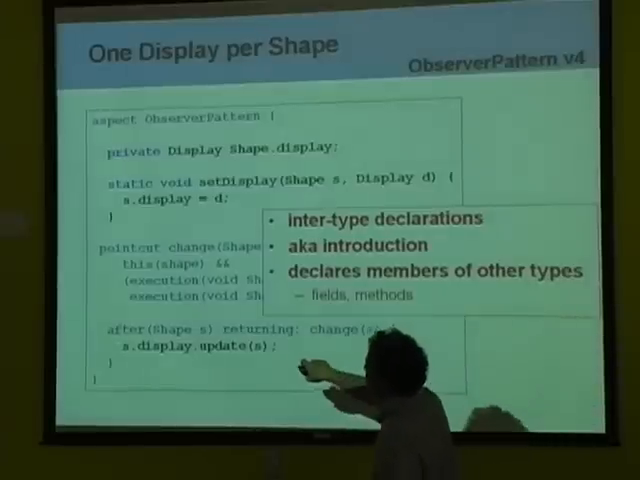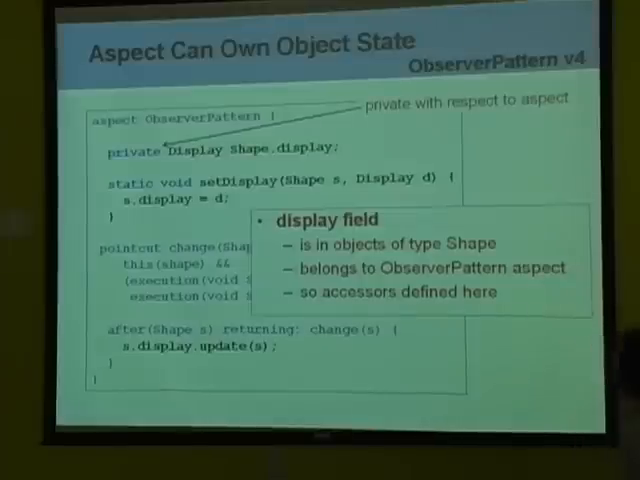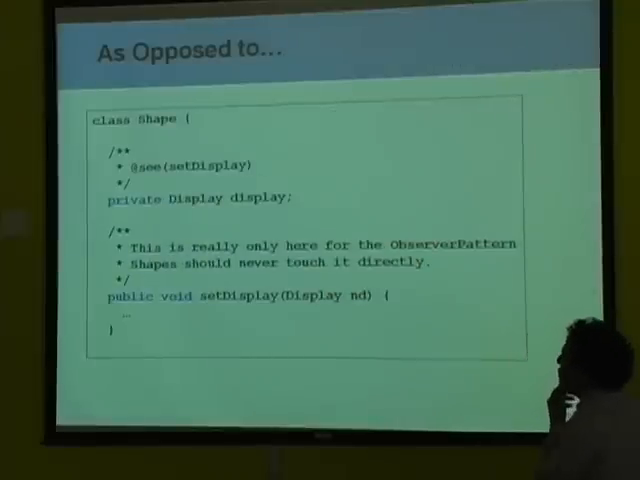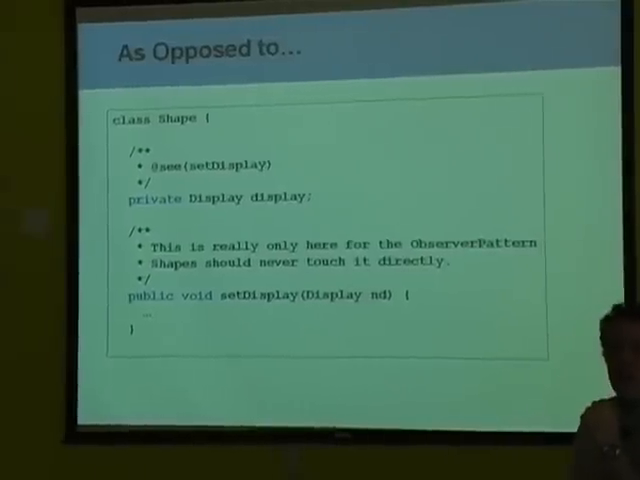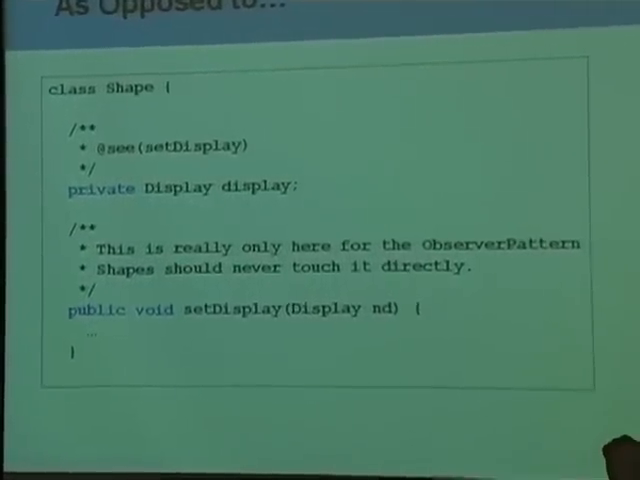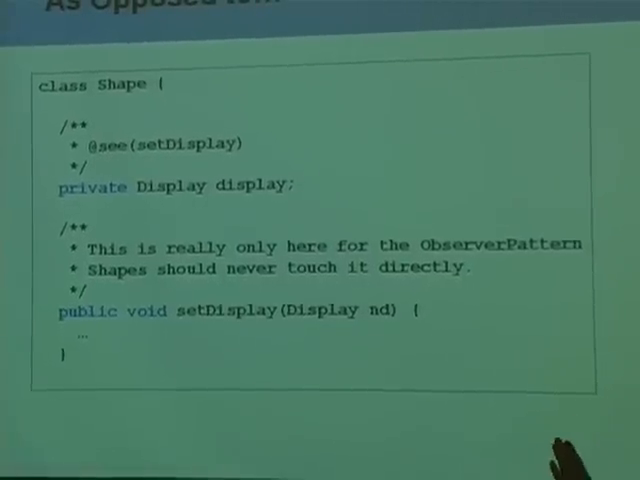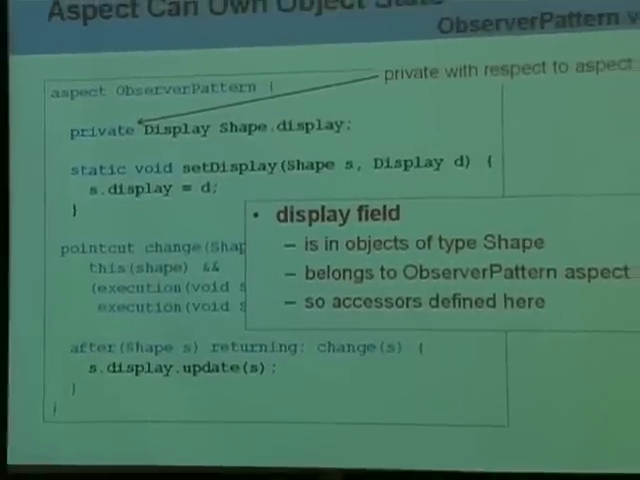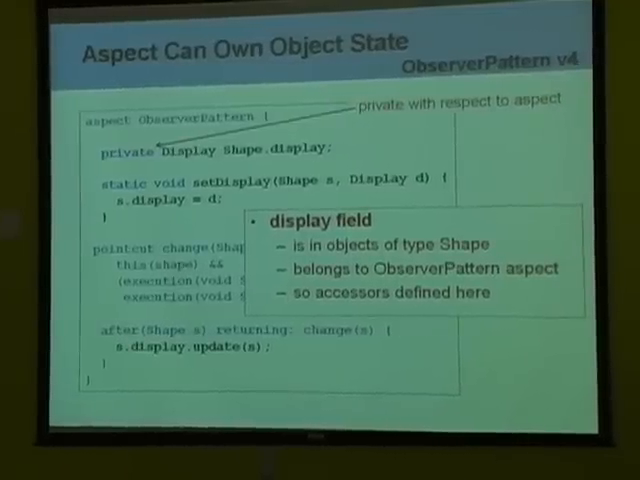And now down here, instead of doing a static display update, I update just the display in question. The interesting thing is notice this private here. This private is a funny thing. It says the field lives on Shape, but Shape doesn't see it. Only the observer pattern aspect sees it. It's a property of the shapes, but it's private to the observer pattern. This is a wonderful thing, actually. It replaces this piece of code that you're used to writing, which is when you go and stick a field in an object and a getter method and a setter method for it, and then there's a comment that says, actually, this is only here for the benefit of that guy over there. Right? This piece of code basically says that declaratively. It says, you know, there's a property of these objects that really belongs to the observer pattern.